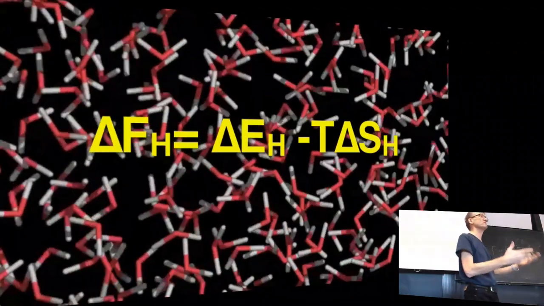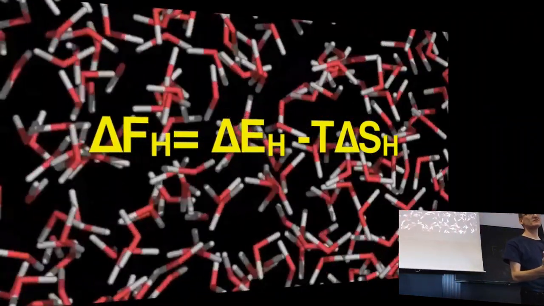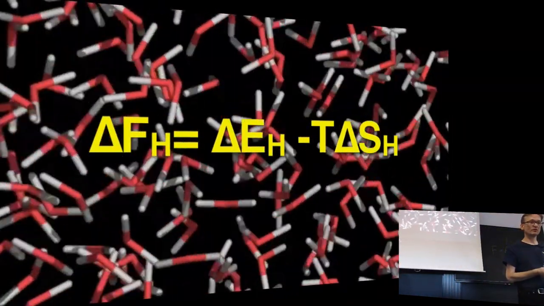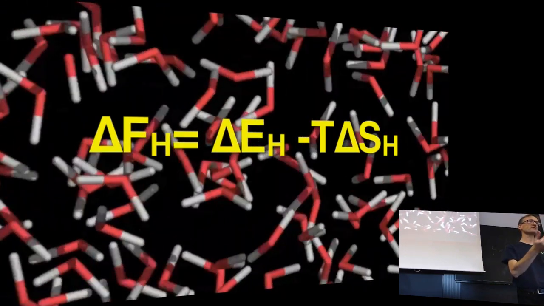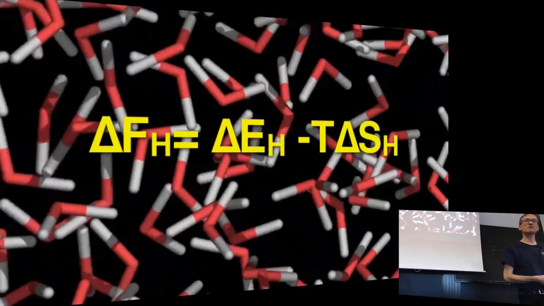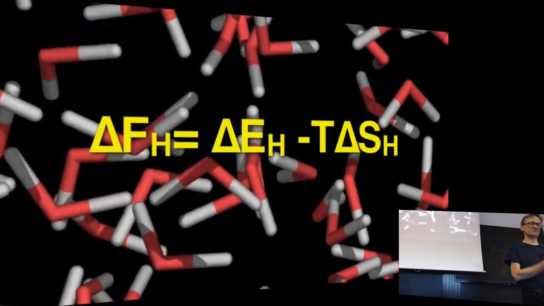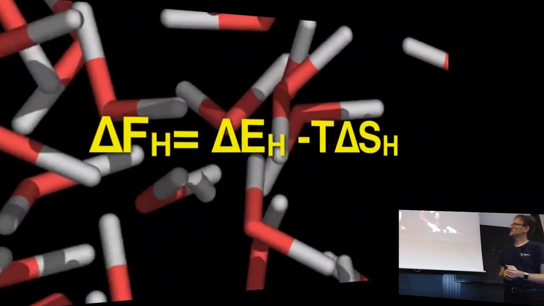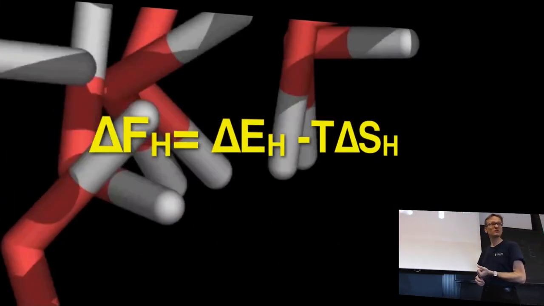So the free energy essentially describes what processes happen or not, and that's why it's so important in chemistry. If the free energy of folding a protein is negative, it's going to fold. If the free energy of folding a particular protein would be positive, it would never fold. So free energy pretty much connects physics with reality.